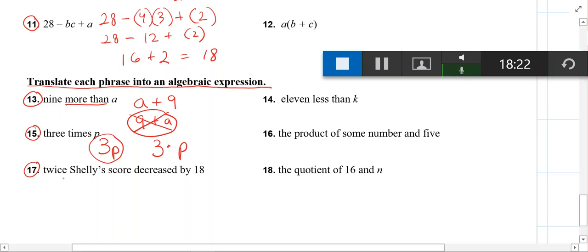All right, it says twice Shelley's score decreased by 18. All right, what was her score? We don't know. So we're going to use S as the variable. We don't know what her score is, but it's twice that. So what's twice mean? It says 2 times the score. We'll put a 2 in front of it, and it says decreased by 18. So we're going to decrease this. So we're going to subtract 18. And there you have it.